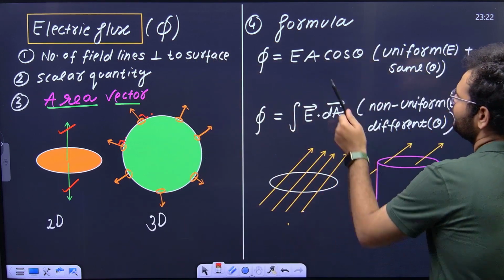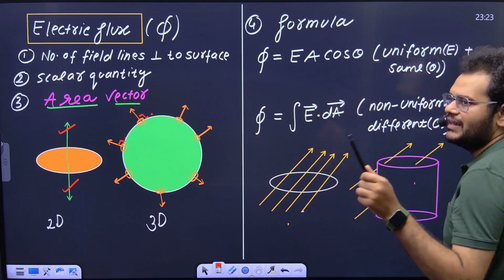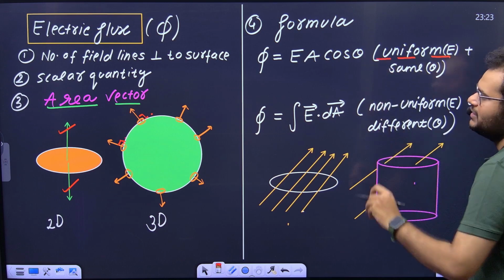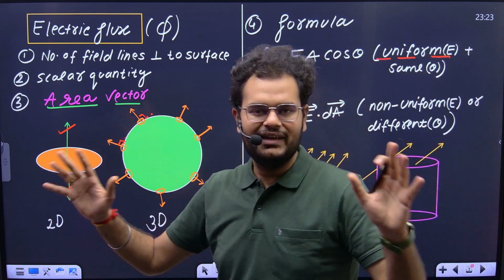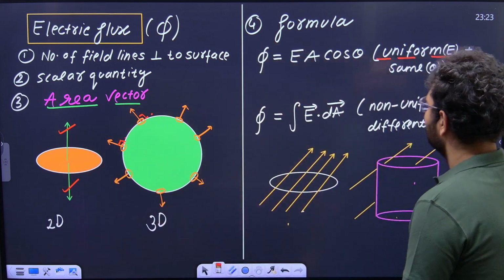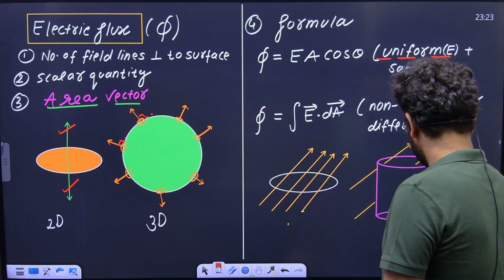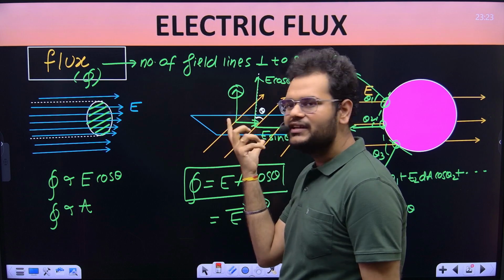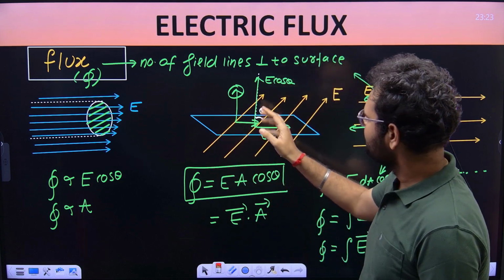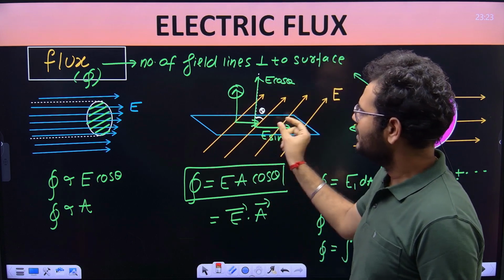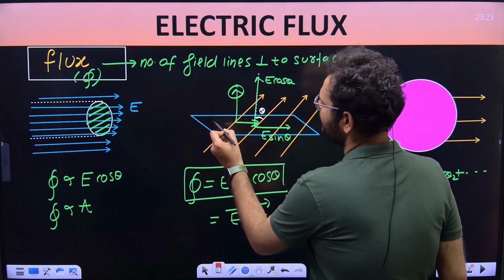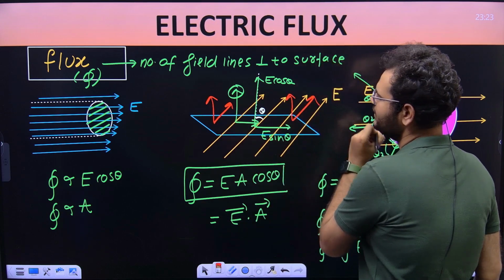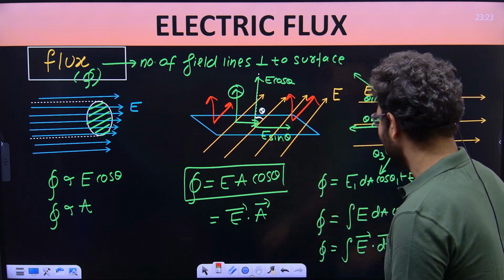The formula we have just seen, EA cos theta, when do we use it directly? When a uniform electric field is there. Uniform electric field means the electric field is the same everywhere in direction as well as magnitude. And the angle should also be the same. See, this is an example. The electric field was uniform, the direction is the same, and the magnitude is also the same. Even the electric field makes the same angle with all area vectors over here. If I draw an area vector here also, you will still get the same angle. So in this case, directly use that formula.